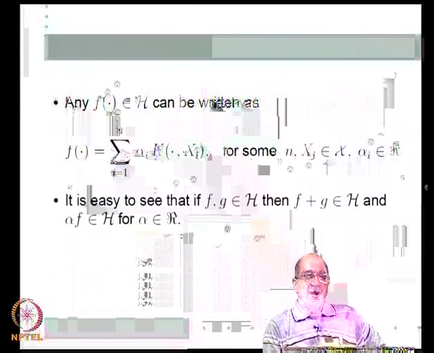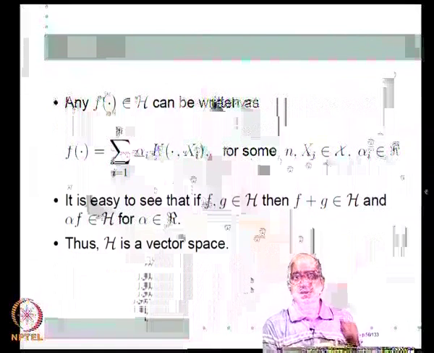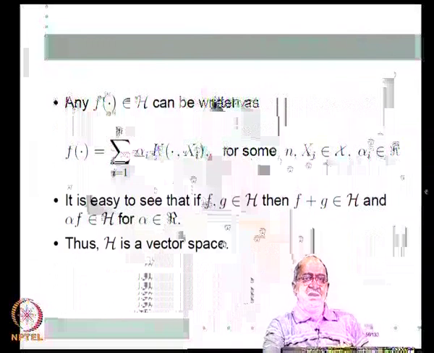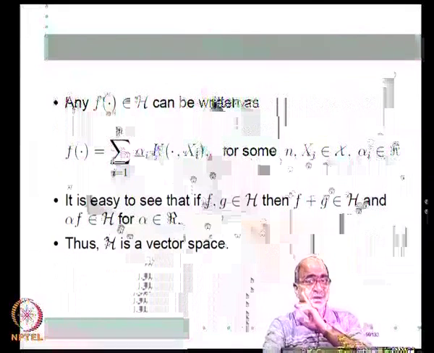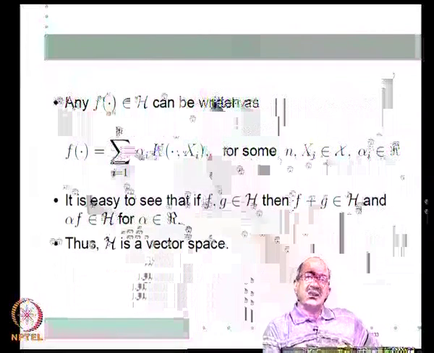Which means, if I have two functions f and g in H, it is very easy to say f plus g is also in H, because f plus g would once again be some finite linear combination of K(., x)'s. And similarly, alpha times f will also be in H for any real number alpha, which means H is a vector space over the field of reals, because the rest of the vector space axioms are easy to verify. Essentially, we have vector addition and scalar multiplication well defined. So, this set H now is a vector space under the usual addition of functions and scalar multiplication of functions, a vector space over the field of real numbers.